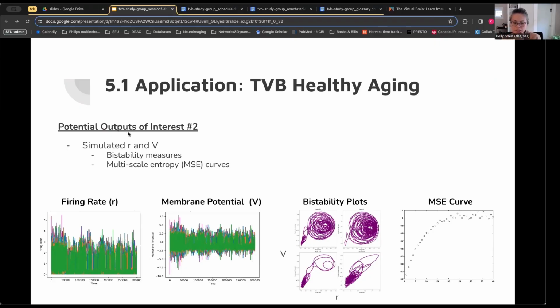And you can also take, for example, your firing rate and calculate some feature of that. In this case, this is a multi-scale entropy curve that is calculated based on the simulated firing rate of the simulation.